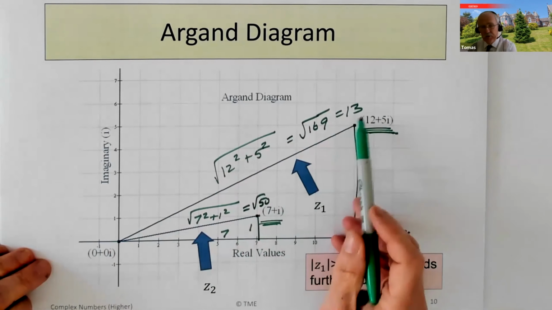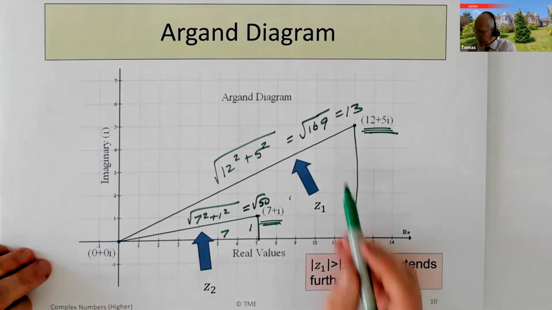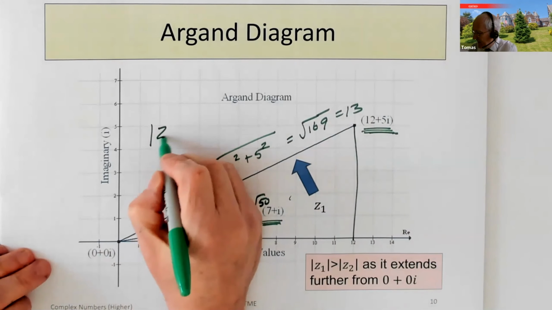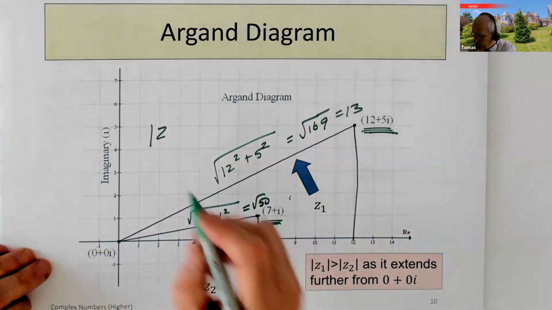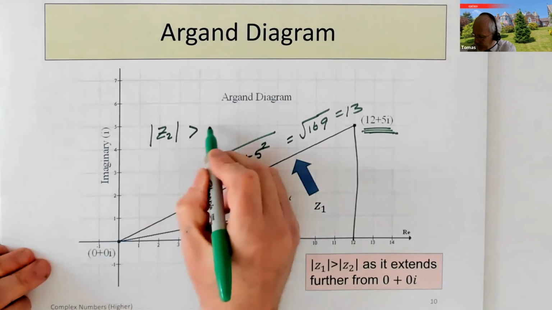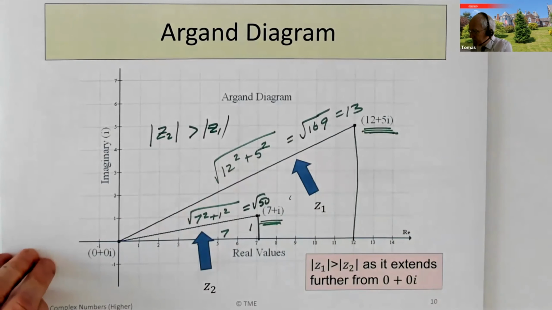So 13 is more than 7 and a bit, and therefore the modulus of z2 is greater than the modulus of z1, and that's it.